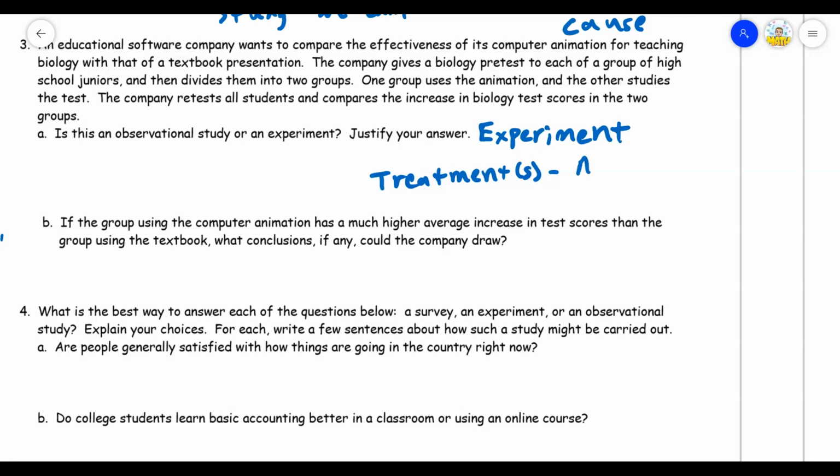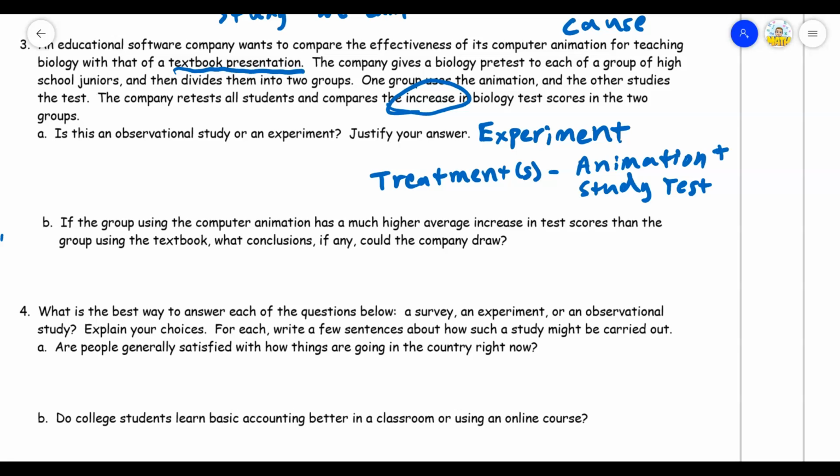There's the one group that gets a treatment of using animation to study, and the other group studies the text. Okay, which would just be like the textbook presentation, right? They're comparing those two. So those would be your two treatments. And then they have their metrics to measure. Everybody took the same pretest, and then everybody took the same second test, and they compare the increase, right?